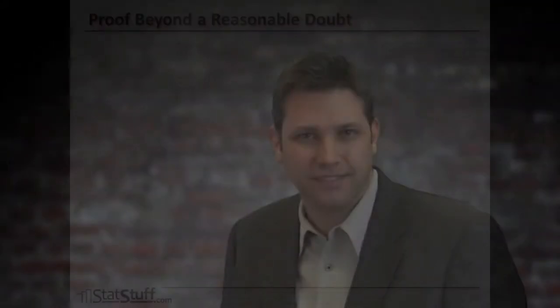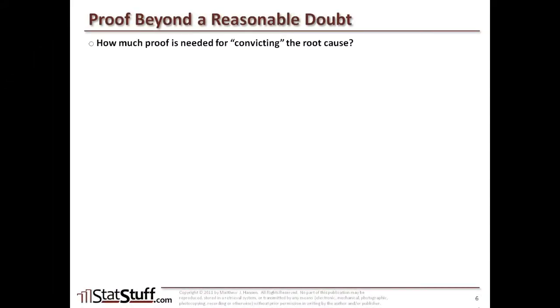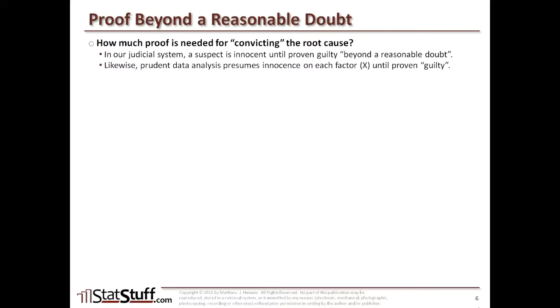Just like in a court case, let's talk about how we must be gathering proof beyond a reasonable doubt. Well, how much proof is actually needed for convicting what we're calling the root cause? Again, if we go back to our American judicial system, a suspect is considered innocent until proven guilty beyond a reasonable doubt. In the same way, when we're doing prudent data analysis, we presume innocence on each of the factors that we're analyzing until we have enough data that proves that it's guilty.